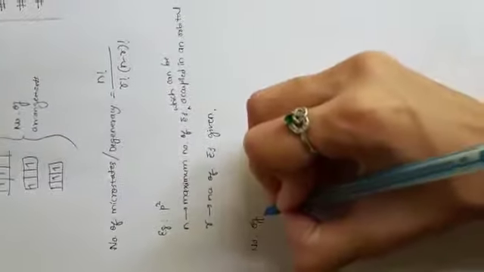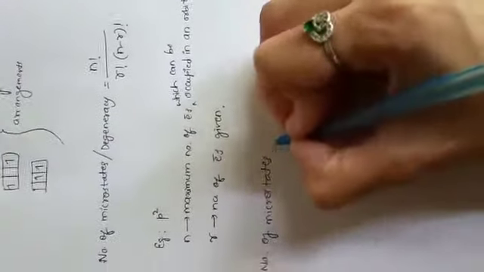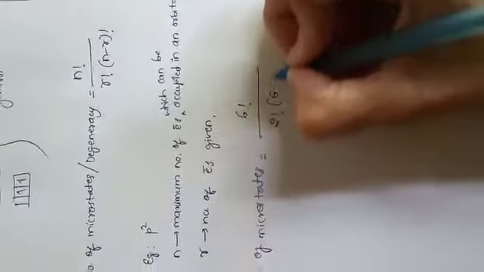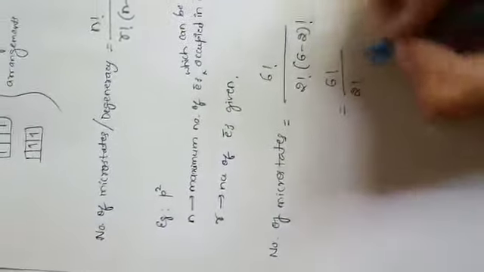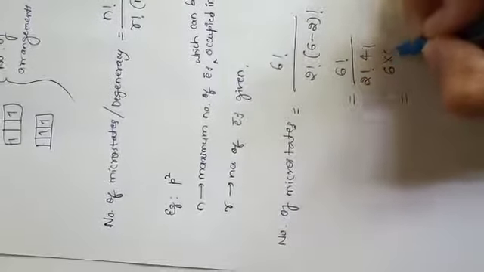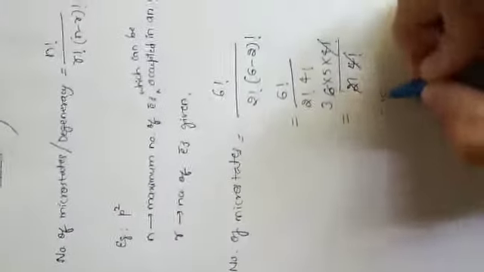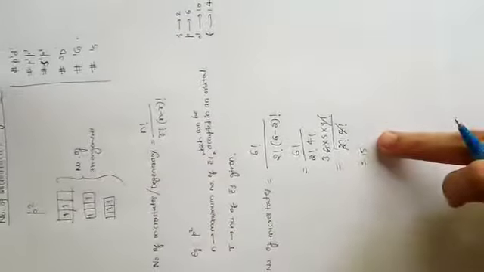Therefore, the number of microstates for P2 is equal to 6 factorial divided by 2 factorial into 6 minus 2 factorial, which is 6 factorial divided by 2 factorial into 4 factorial. 6 factorial can be written as 6 into 5 into 4 factorial, divided by 2 factorial into 4 factorial. 4 factorial and 4 factorial cancel. 2 factorial means 2 into 1. 2 ones are 2, 3 fives are 15. So 15 microstates, or 15 degeneracy, are possible in P2.